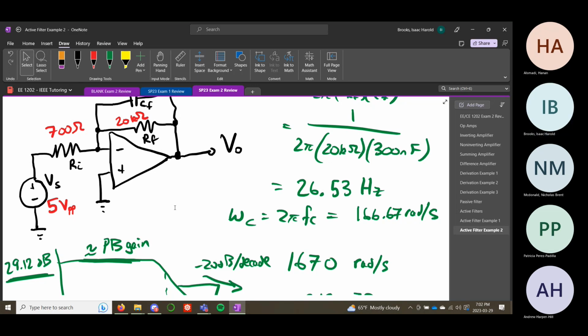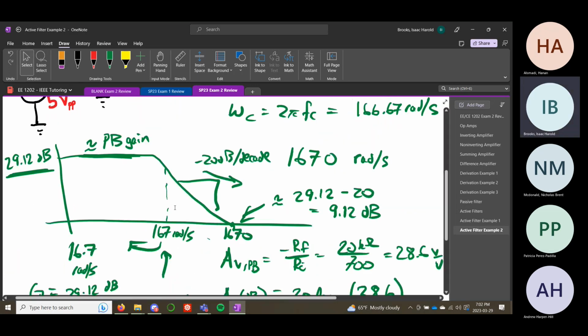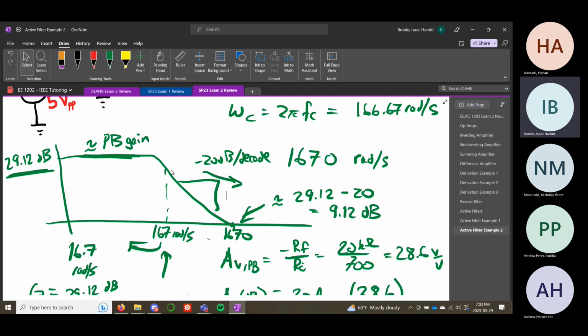That's for this linear approximation of the gain here. It's a slope of about 20 decibels per decade, or every time you multiply by a factor of 10. So we subtract that from our passband gain, because that approximation matches with our passband. Anytime you do the minus 20 decibels per decade, you have to do it from your passband gain. So that's why we use the 29.12 minus 20 to get the 9.12.